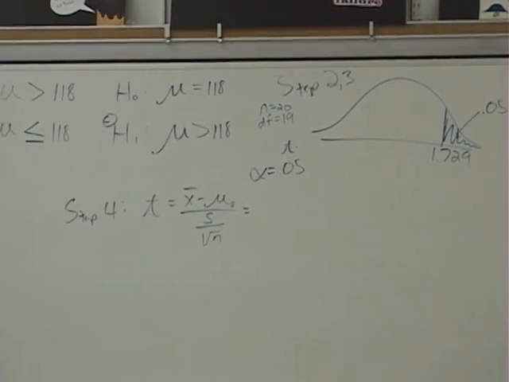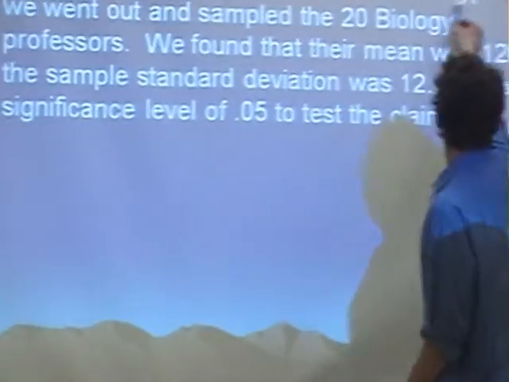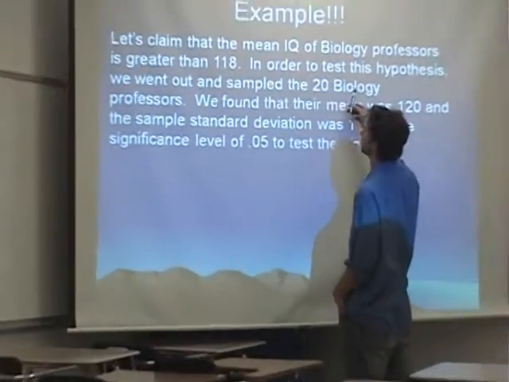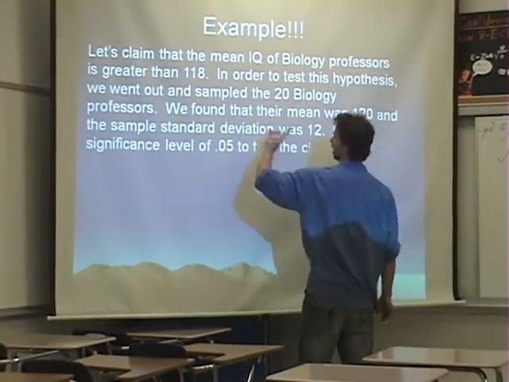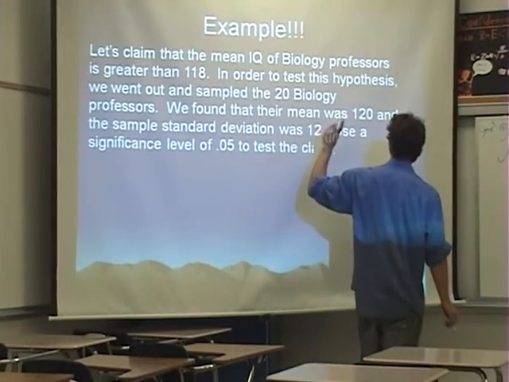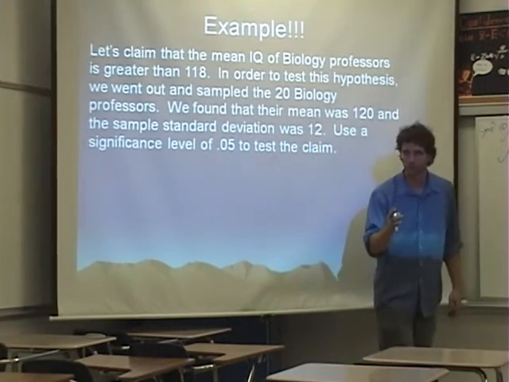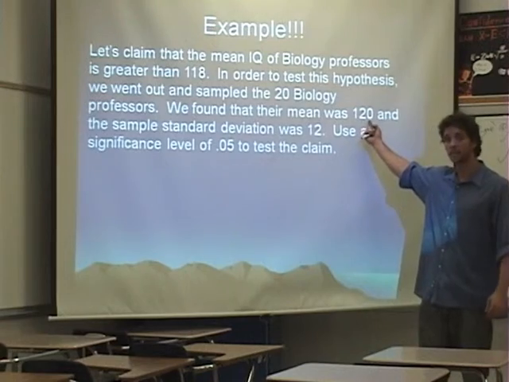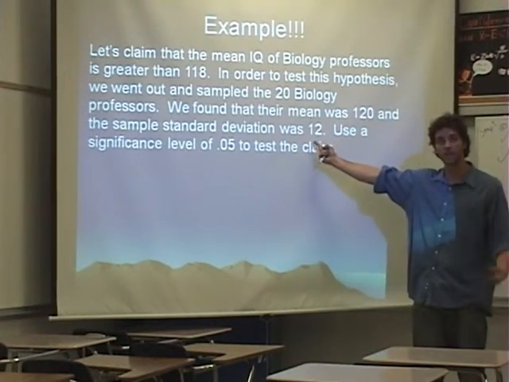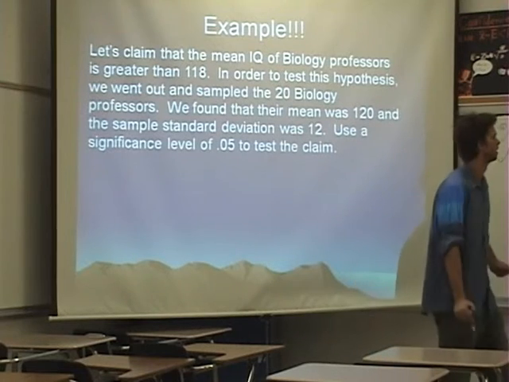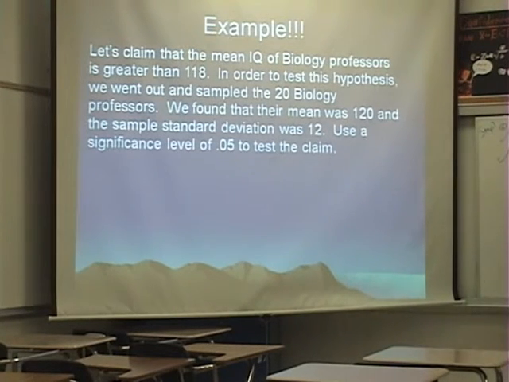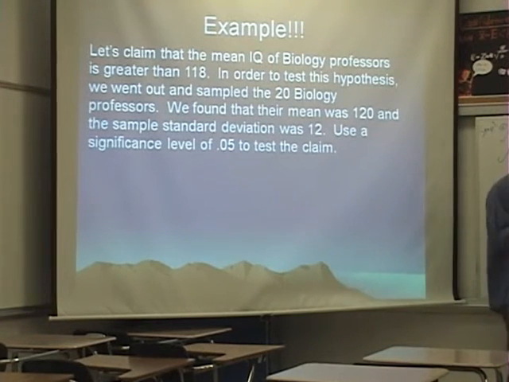In order to test this hypothesis, we went out and sampled 20 biology professors. We found that their mean was 120, and the sample standard deviation was 12. The mean was 120, nice IQ, and the standard deviation was 12. So they weren't all up there. Some were higher and some were lower. But we know that the mean was 120.